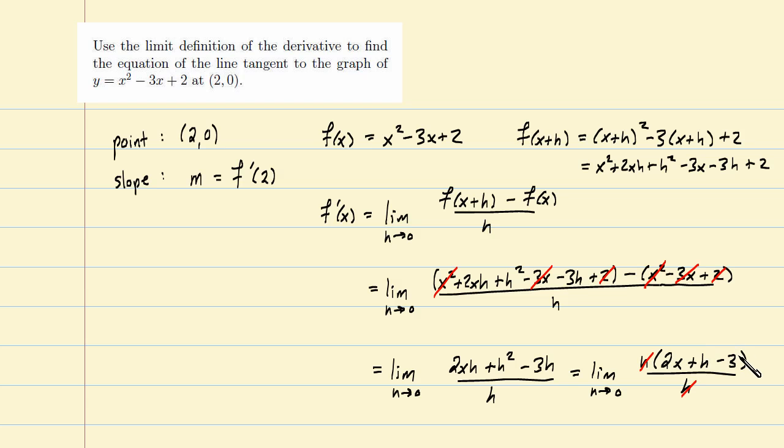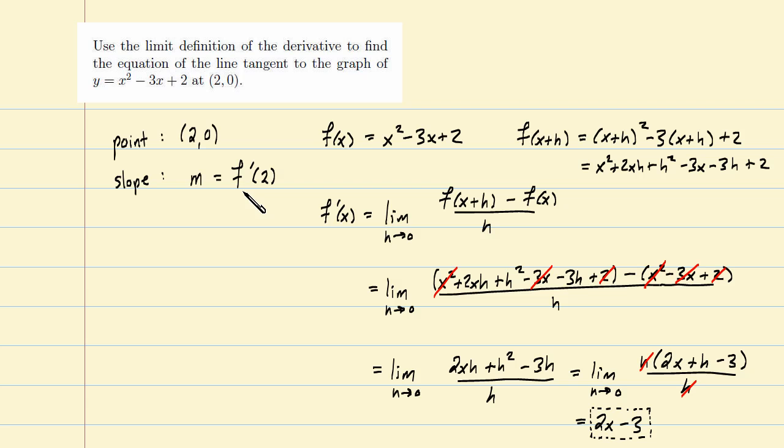And what we are left with, notice, is a polynomial in terms of h. And so to evaluate the limit as h goes to 0, all I have to do is plug in h equals 0 into this expression right here. And that, of course, gives me 2x plus 0 minus 3, or just 2x minus 3. Okay, so that is our f prime of x.